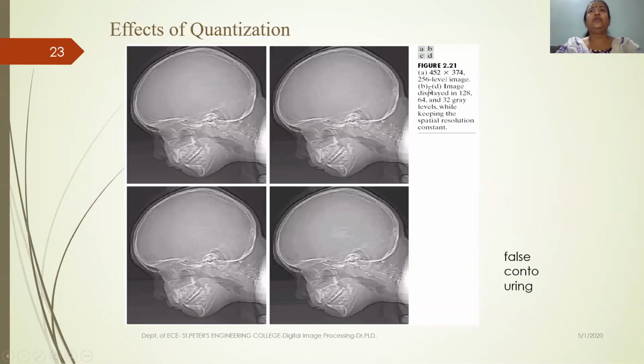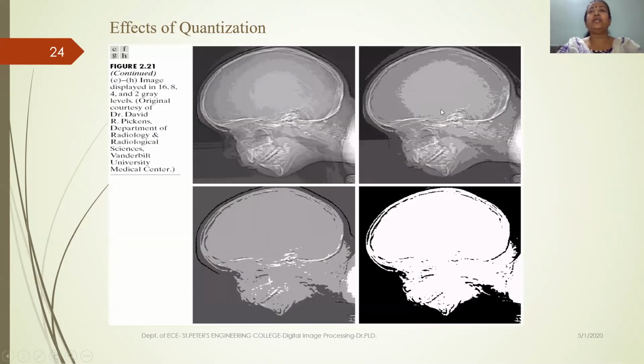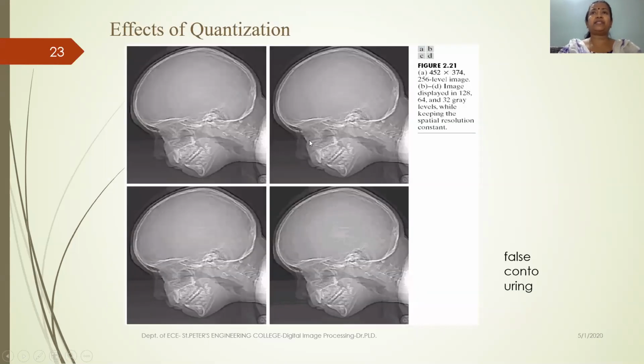And here you can observe 256 gray levels. The size of the image is 452 by 374. It consists of 256 gray levels, 8 bits per pixel. And this image is displayed in 128, 64, 32 gray levels. So 256 level is this one, I mean 8 bits per pixel. Now coming to this one, it's 128, that is 7 bits. Sorry, 7 bits means 128 gray levels, and this one is 64 gray levels and this one is 32 gray levels. So 8 bits, 7 bits, this one 6 bits, 5 bits.